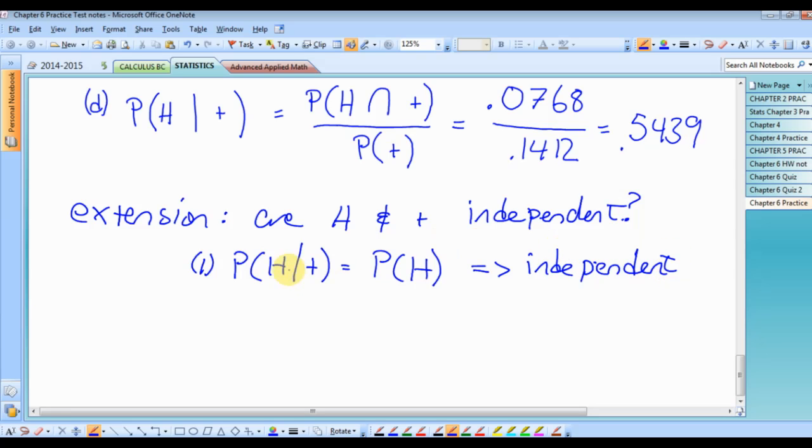We already computed this as 0.5439. We already know that the probability of having heart disease is 0.08. Not equal, therefore not independent. That's one way of doing this.